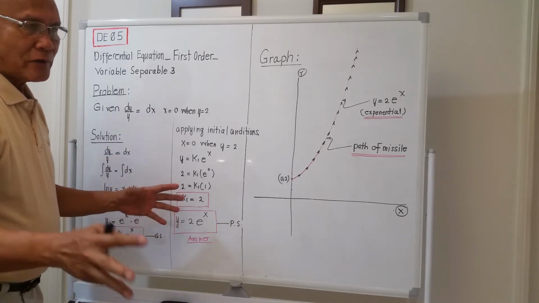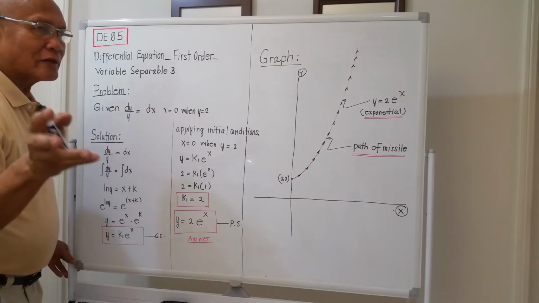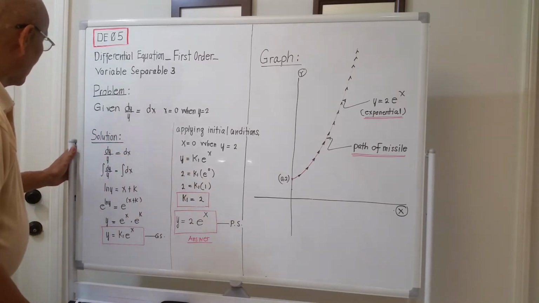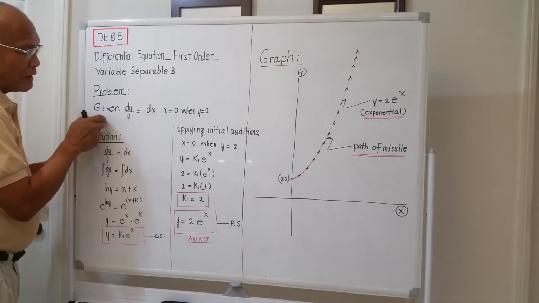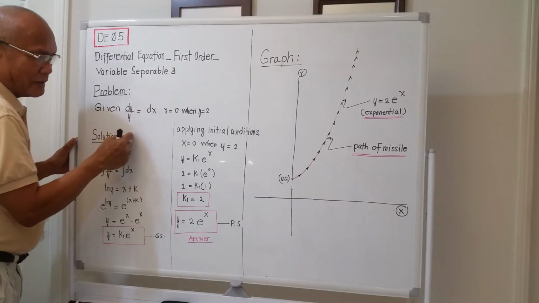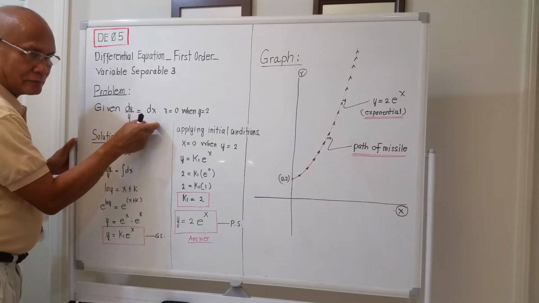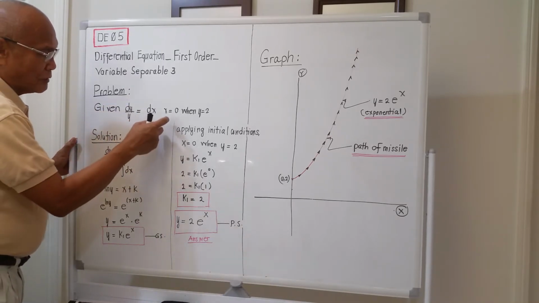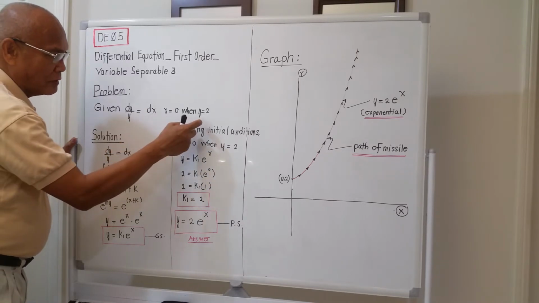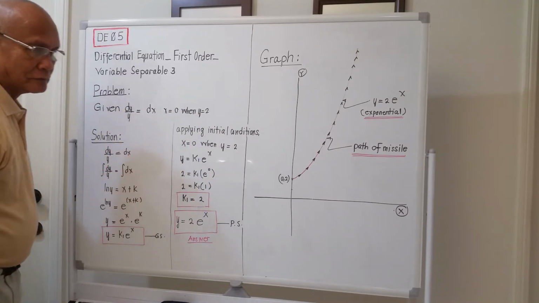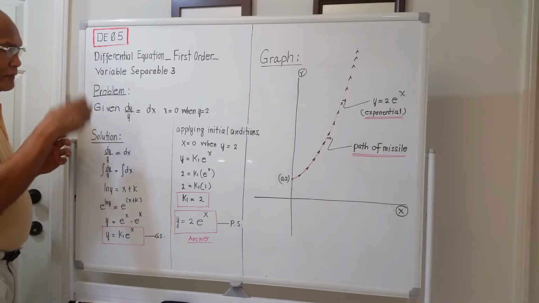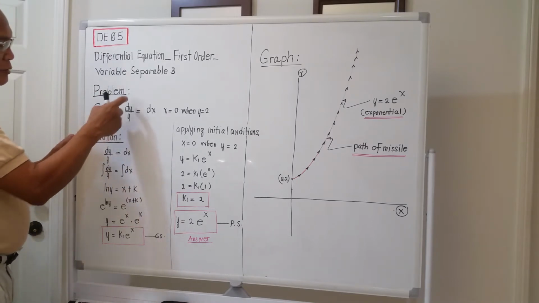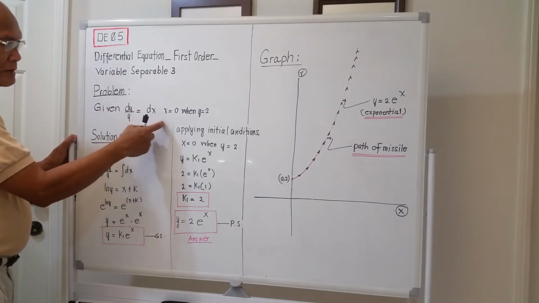It's a different variation of problem. Okay, I will try to read the problem. We are given dy over y equal to dx. The initial condition is x equal to 0 when y is equal to 2.